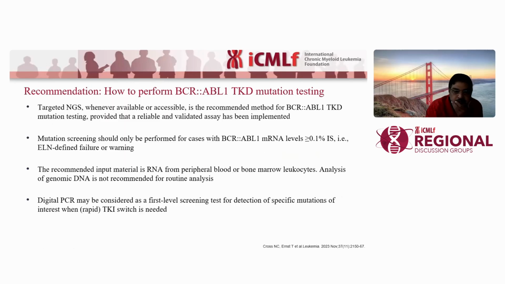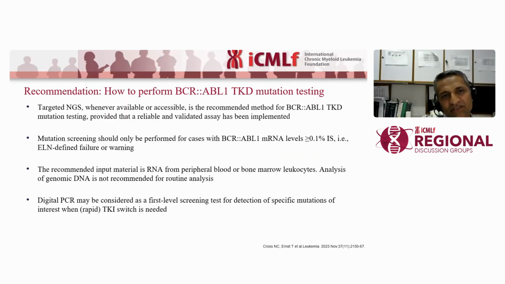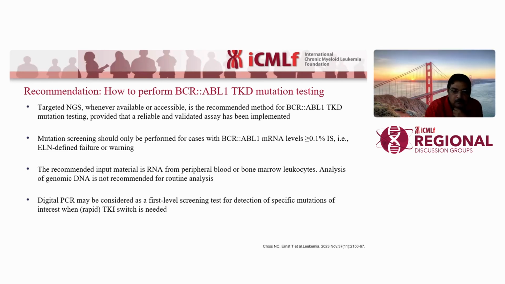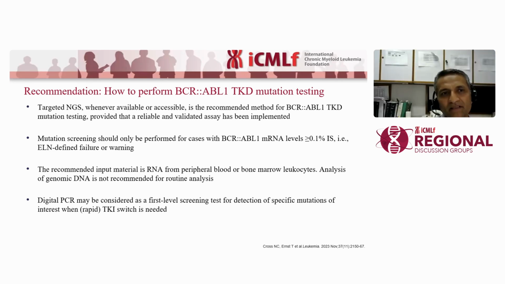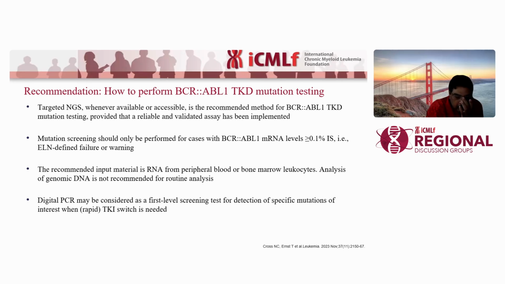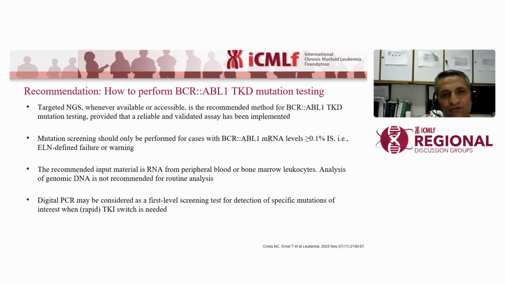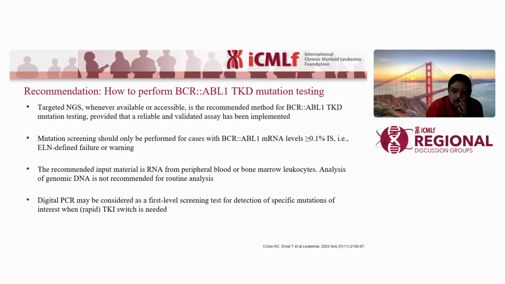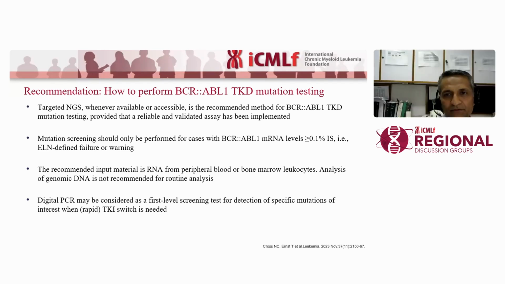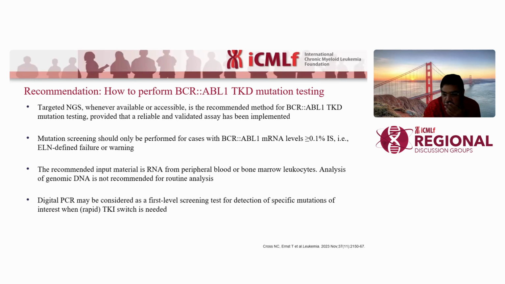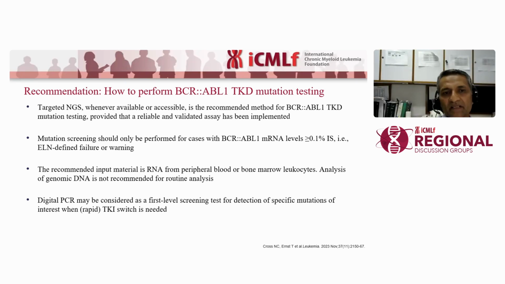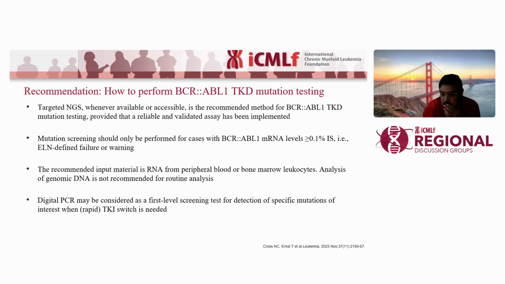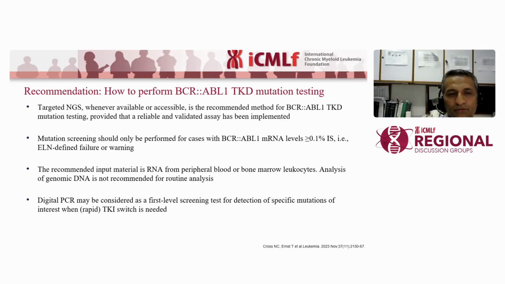So this is the recommendation now: NGS, whenever available and accessible, is the recommended method for checking the mutation, provided a reliable and validated assay has been implemented. Mutation screening should only be performed if the transcript level is higher than 0.1, and the recommended material should be RNA from the specimen. Otherwise, genomic DNA is not recommended for routine analysis.